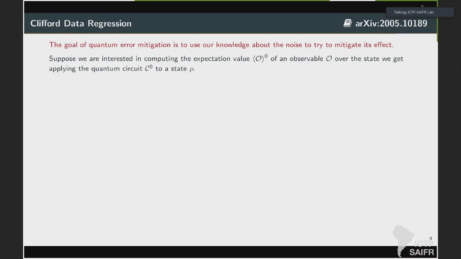So let me take this scenario, okay? We have a quantum circuit, C0, which is our target unitary operator we want to execute in our laboratory, which we apply to the state rho. And then we want to compute some expectation value. Let me call it O0, bracket with O0, which is the expectation value of some observable O over the state we get if we execute C0 on the initial state rho. Okay. So we have our circuit, we execute it, we get the final state, and we use the final state to compute some expectation value. This O0 is the theoretical value, the exact value, what we want to know. But the system is noisy, so you execute your problem in the lab, and what you get is the O0 noisy, which is not O0.